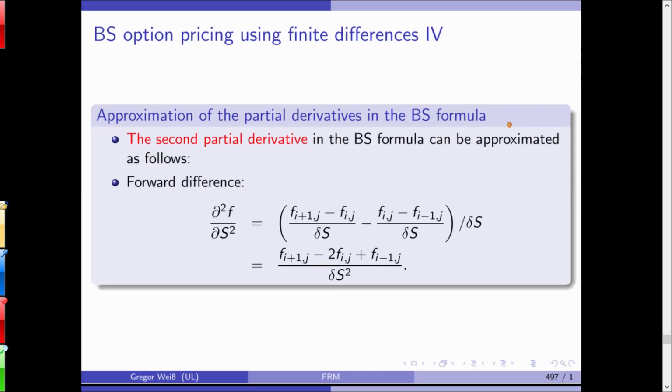The second partial derivative is also approximated as follows. This is the case for the forward difference. And again, you simply substitute the derivative using differences, using triangles at the function. It's quite simple.